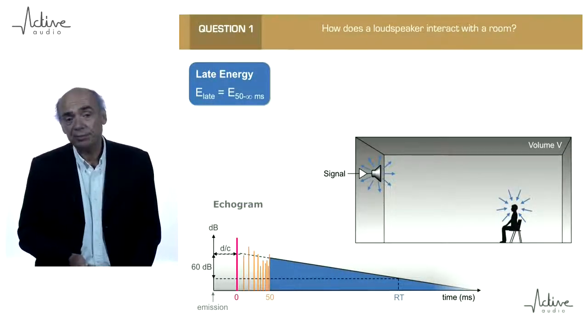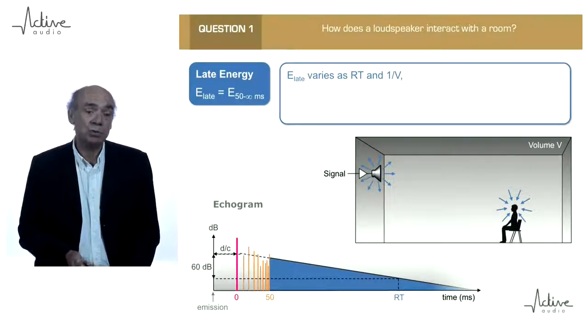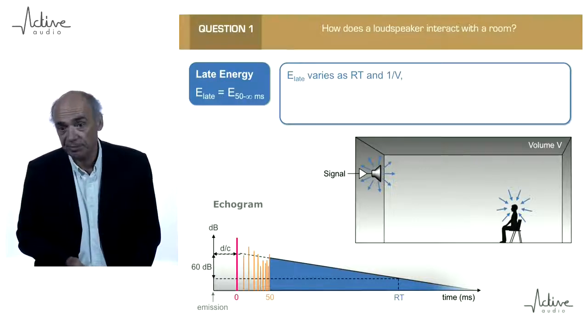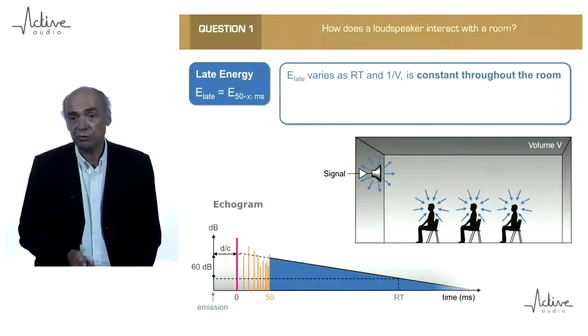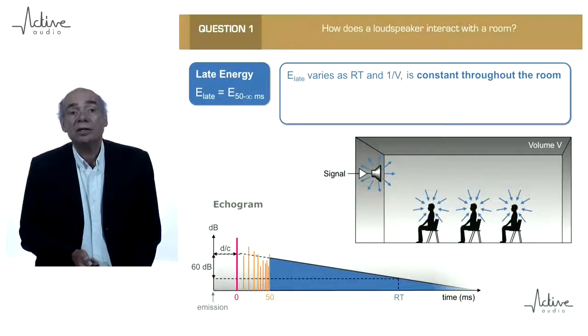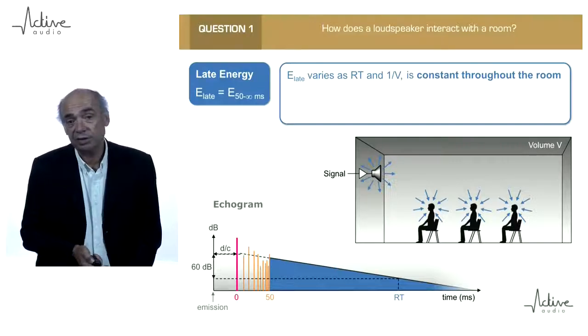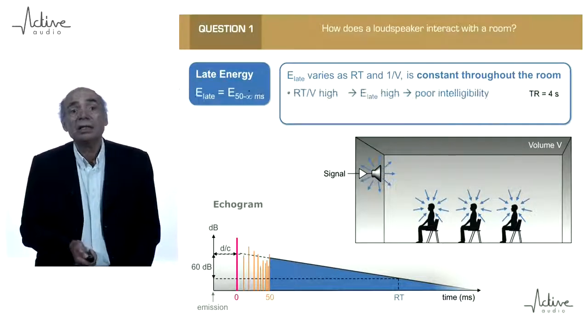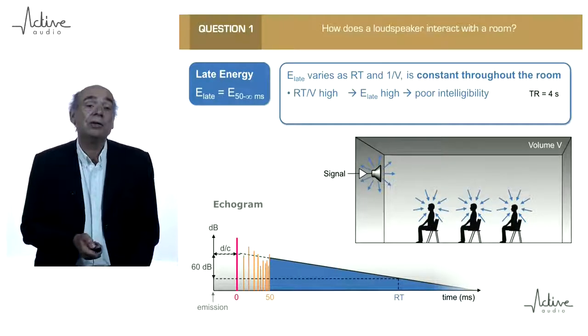The late energy varies proportionally to the reverberation time and inversely to the room volume. And the important thing is that it is constant throughout the room, as opposed to the direct sound, which of course depends on the receiver location. Late energy is not dependent on the receiver point. And it has a negative impact on the intelligibility.